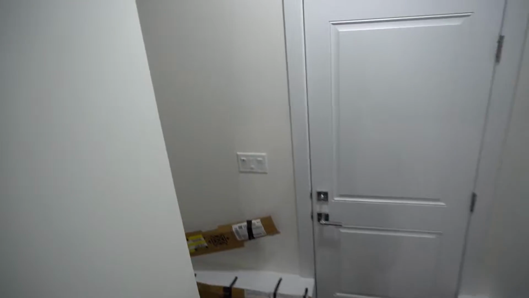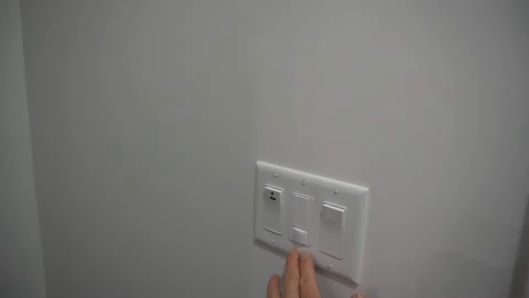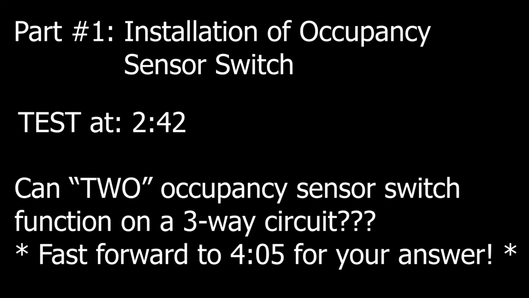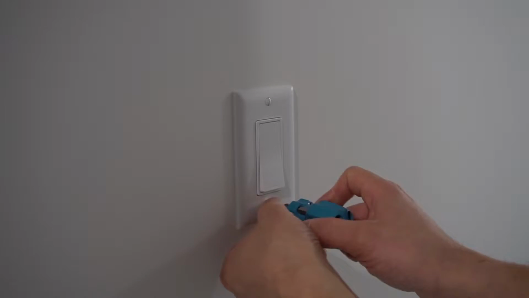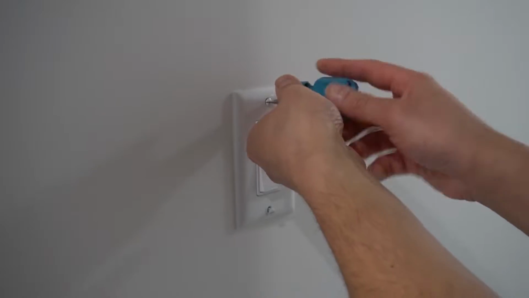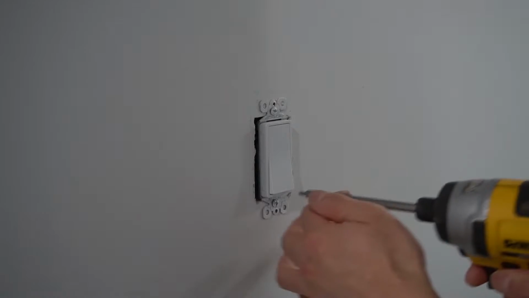Walking down the stairs, I already have one three-way motion sensor installed already, which is right here. And the second one I'll be installing will be right here. First, we're going to take off the cover. Now let's take off the switch.